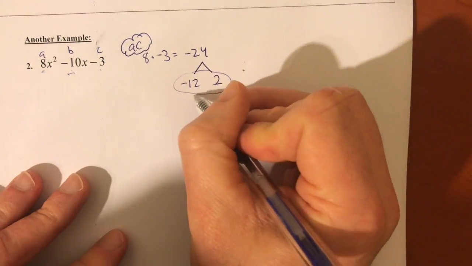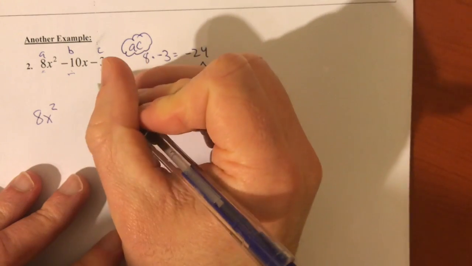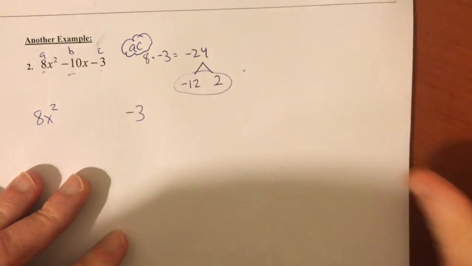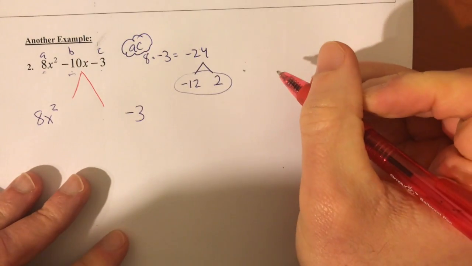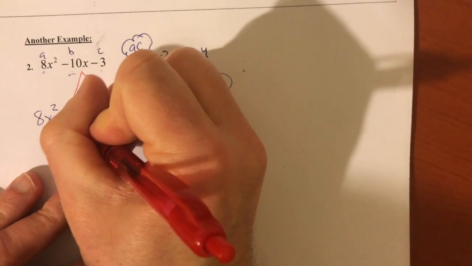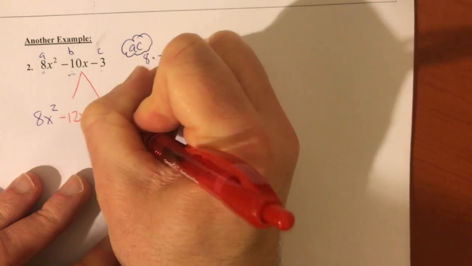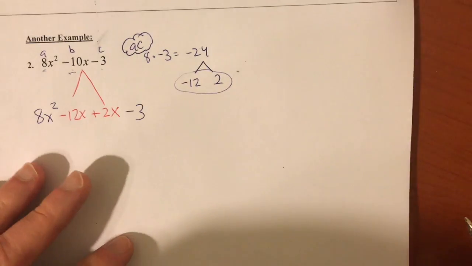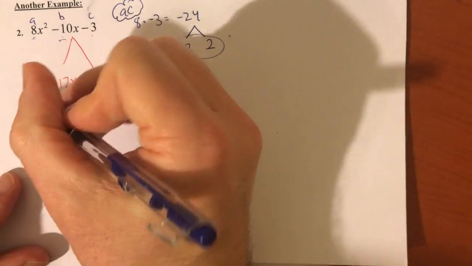And so what do we do with those two numbers? We rewrite this. Remember, I keep the 8x squared the same. I keep the minus 3 the same. All I'm doing is rewriting that middle term. So instead of negative 10x, I'm going to rewrite it as negative 12x and positive 2x, so plus 2x. Right? They still add up to negative 10, just to get a last second check there. And now, factor by grouping. You've got 4 terms.